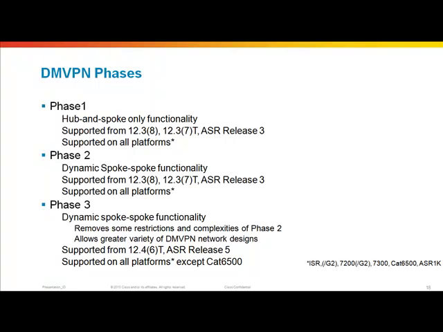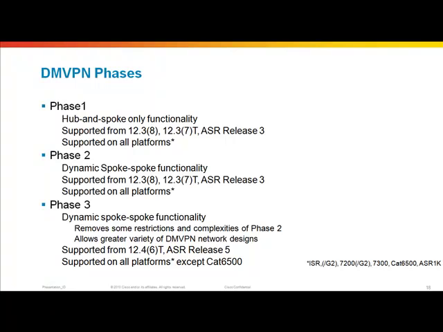Now, the way that we implemented spoke-to-spoke tunnels under DMVPN phase 2, it came with a number of restrictions and caveats. You had to set up your network just right. You could only have one level of spoke to hub based structure. There's a lot of caveats, a lot of restrictions. So we said, well, we need to get rid of these restrictions to be able to scale DMVPN networks to larger sizes. So we came out with phase 3.